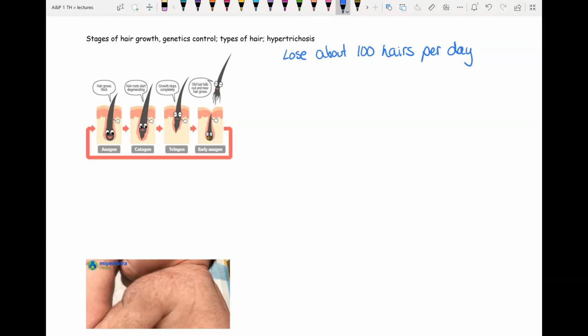So we start off with step 1 here, a new hair grows. And this can take, on average, about 2 to 5 years. So a new hair will spend about 2 to 5 years growing. How long it spends is genetic.